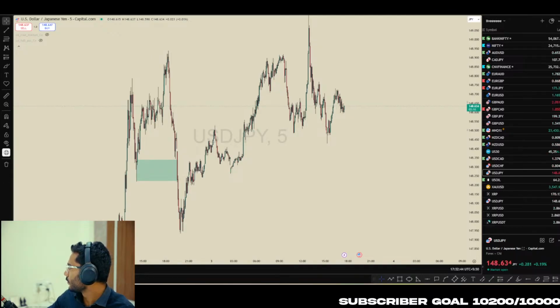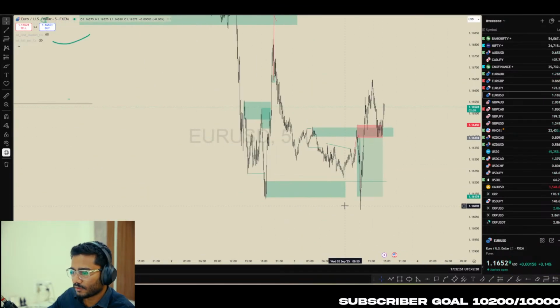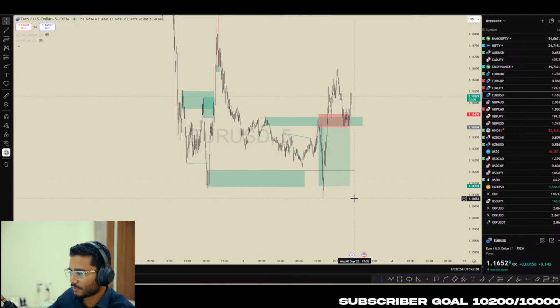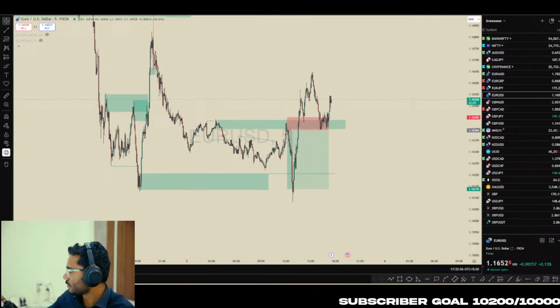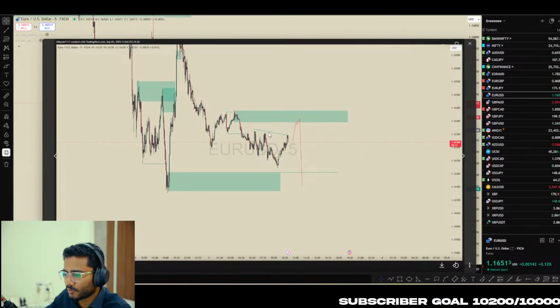So let's see. I explained today's trade which I took in London session. This was the trade which took out the previous high and then broke the structure.